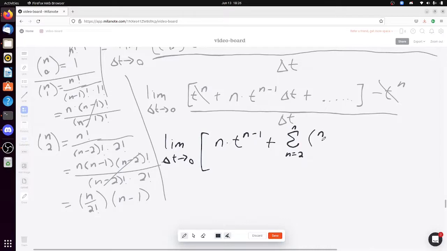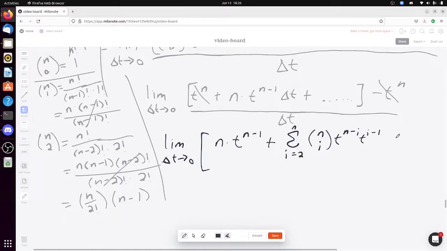Basically, it's going to be n choose i. This is a mistake, that should be i. n choose i times t to the n minus i times delta t to the i minus 1.